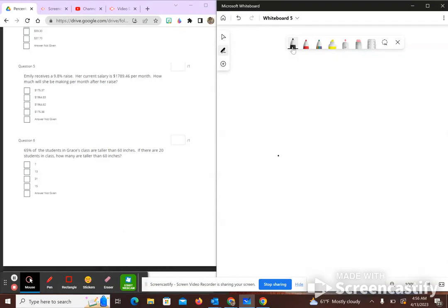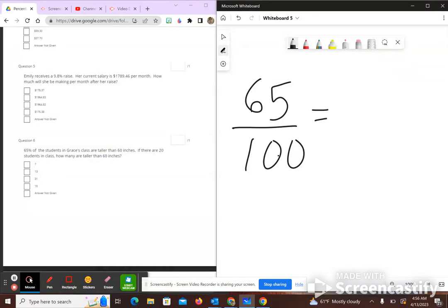What's important is the next sentence that tells you that there are 20 students in her class, and we're trying to figure out how many of those kids are taller than 60 inches. So basically, I've got to figure out what is 65% of her class of 20, if 20 is the total number of students. So if I solve this proportion to figure out S, it will tell me how many students out of the 20 are taller than 60 inches.